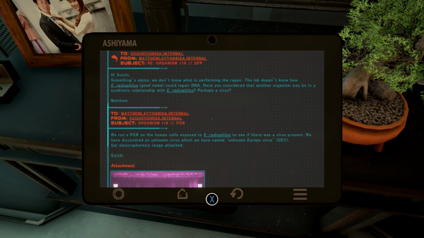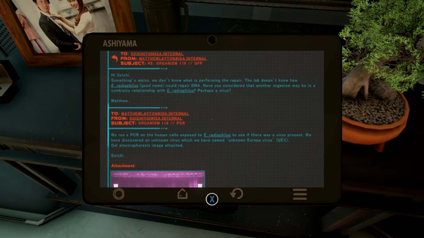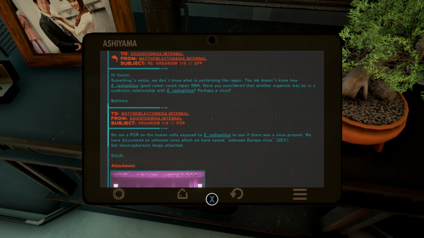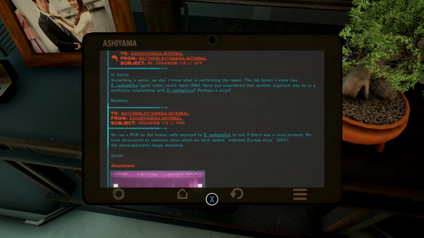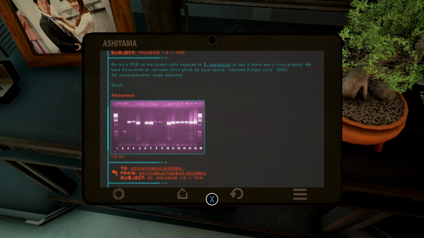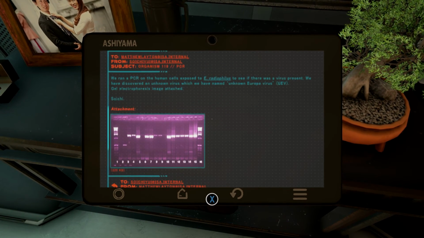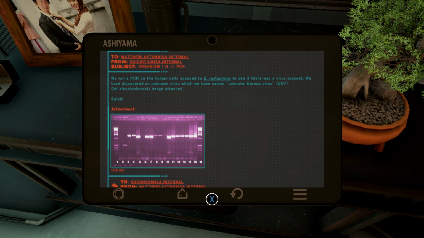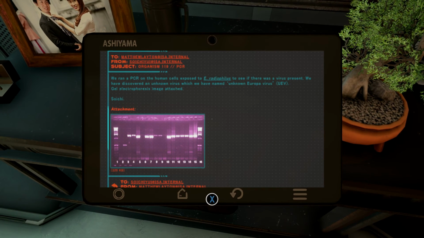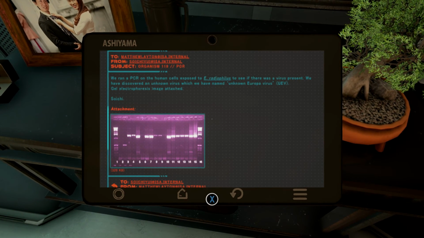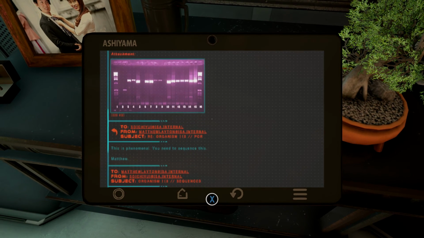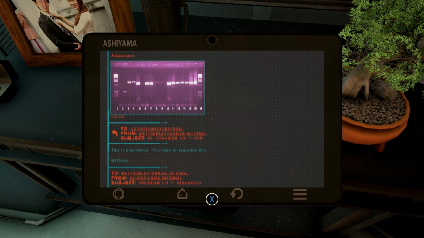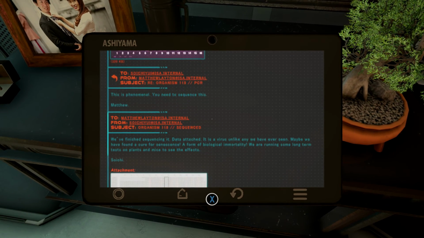Something is amiss. We don't know what is performing the repair. The lab doesn't know how Radiophilus, a good name, could repair DNA. Have you considered that another organism might be in a symbiotic relationship with it, perhaps a virus? We ran a PCR on the human cells exposed to Radiophilus to see if there was a virus present. We have discovered an unknown virus which we have named unknown Europavirus, UEV. Gel electrophoresis image has been attached. That's genetic makeup. This is phenomenal. You need to sequence this.